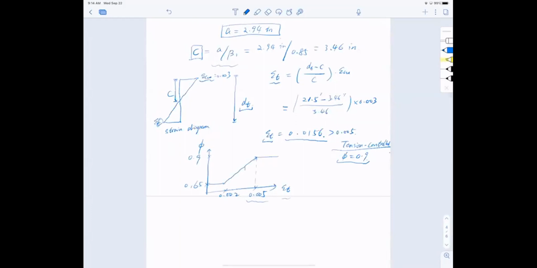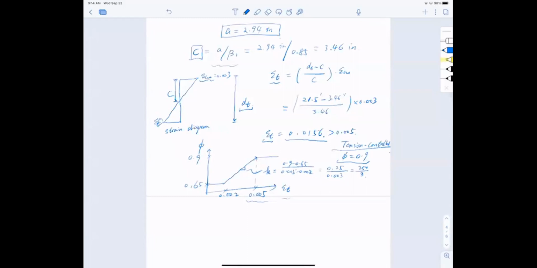So if you're wondering about the slope here, simply I can say the slope is 0.9 minus 0.65 divided by 0.005 minus 0.002. So what I have here, top, I have 0.25 and bottom 0.003, multiplied by a 1,000. So I have 250 divided by 3. That is the slope. Okay. All right. So that is the slope.